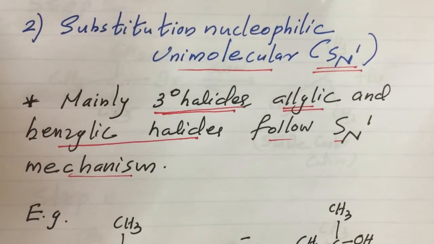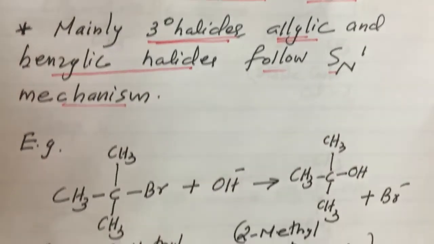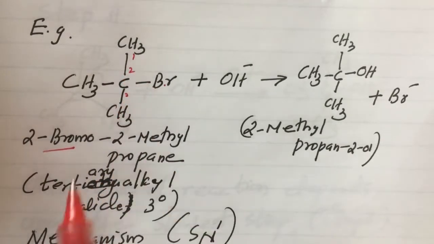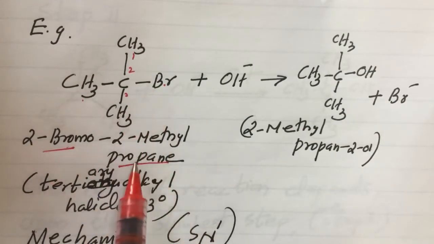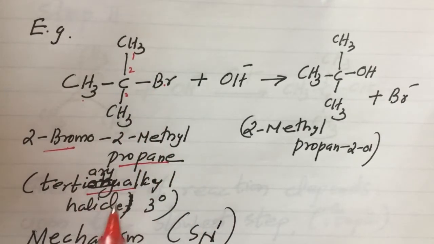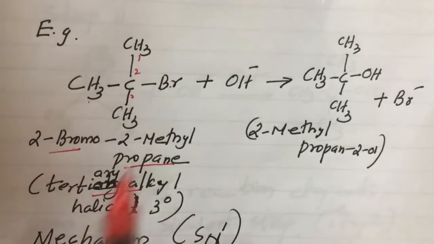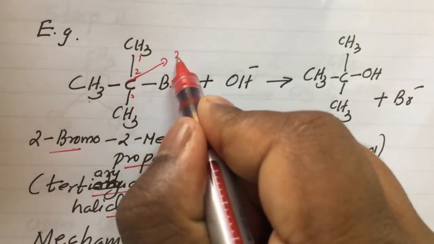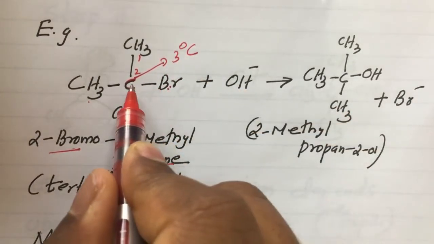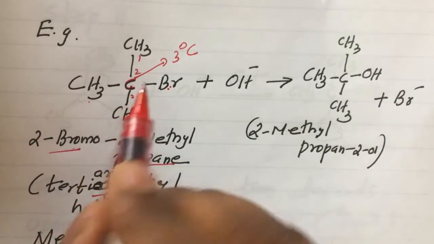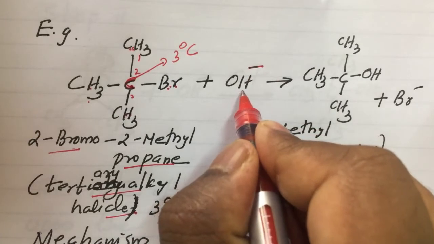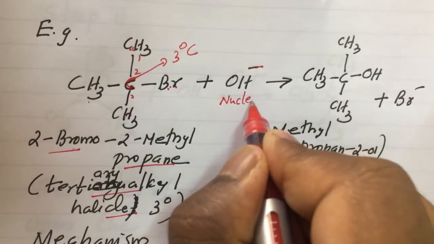Let's see one SN1 reaction. 2-bromo-2-methylpropane is an example of a tertiary alkyl halide. Why is this alkyl halide tertiary? Because the halogen is attached to a tertiary carbon, so the alkyl halide is a tertiary halide. Then for the nucleophilic substitution, the OH minus nucleophile is very important.